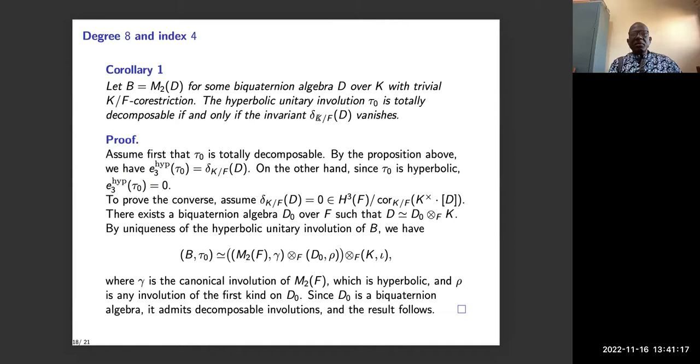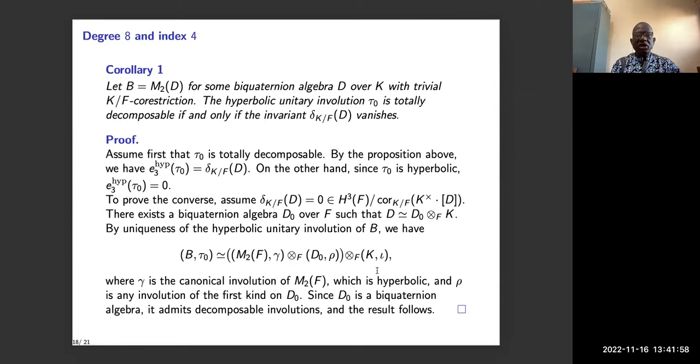Before giving an example, this corollary allows us to show that the hyperbolic unitary involution is not in general totally decomposable. And I think this is very counterintuitive. So for the proof, I give you the proof.